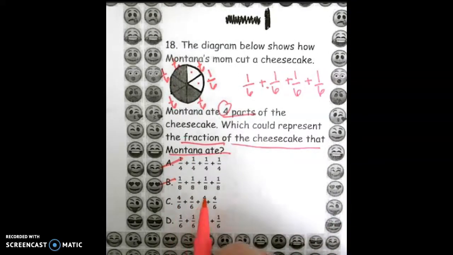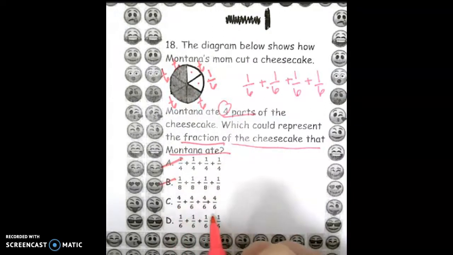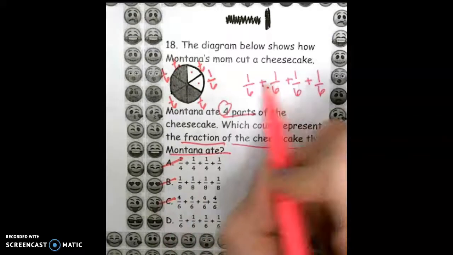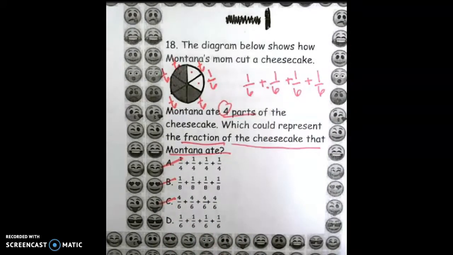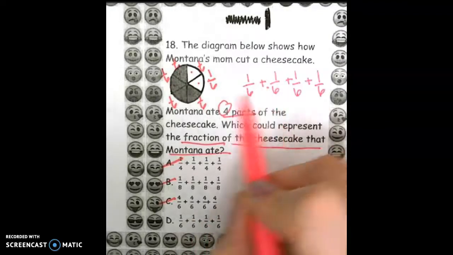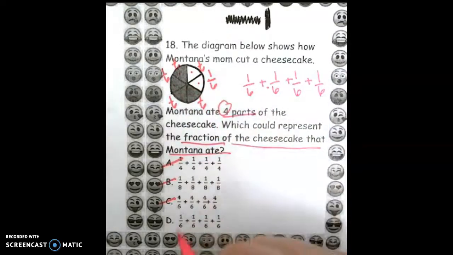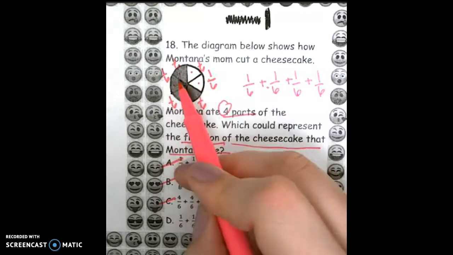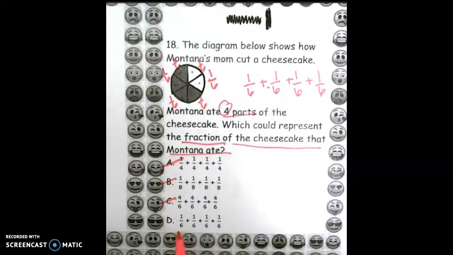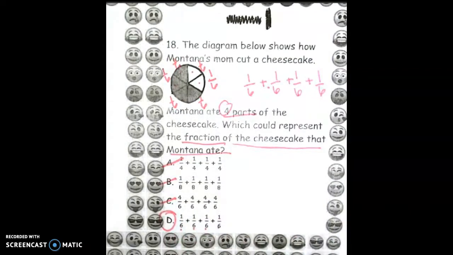4/6 plus 4/6 plus 4/6 plus 4/6. Sorry. That means that she ate 4/6 of one cheesecake, 4/6 of another, 4/6 of another, and 4/6 of another. That is not true. She ate 4/6 total. 1/6 plus 1/6 plus 1/6 plus 1/6. That matches the work that we've already done. Our cheesecake is cut into sixths, and she ate 1, 2, 3, 4 of them. The correct answer is letter D.